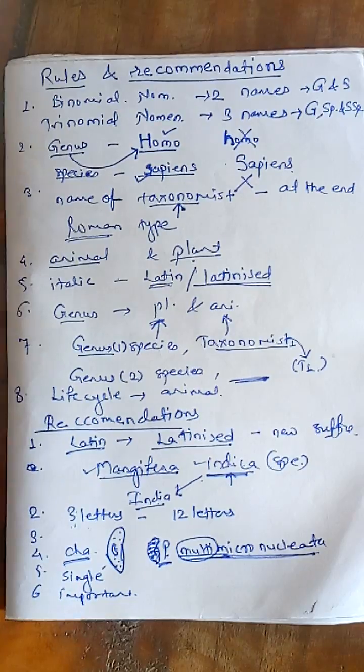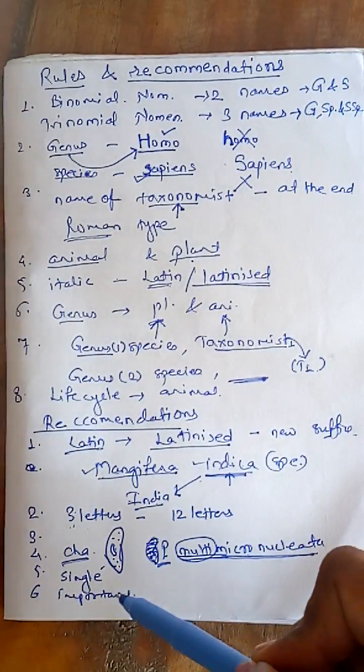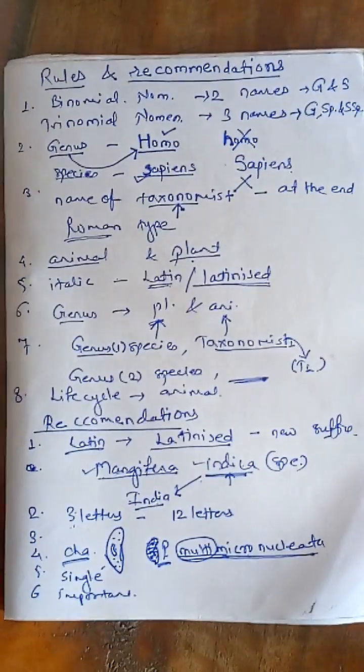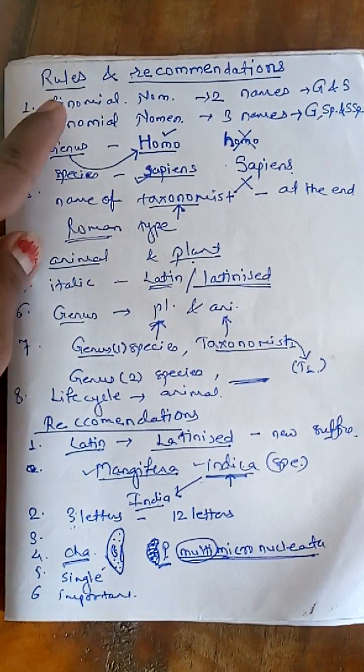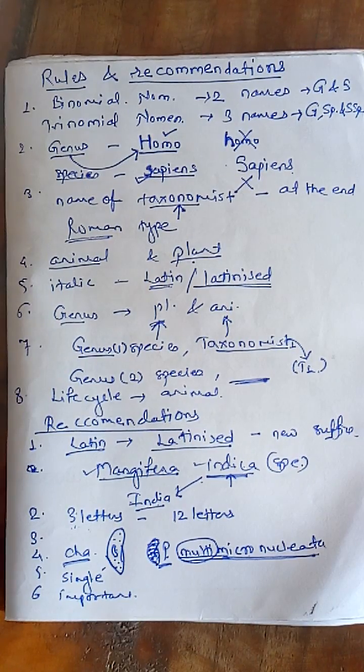So these are certain recommendations and these are the rules. Okay, so in this video we learned about rules and recommendations for giving names to any organism.